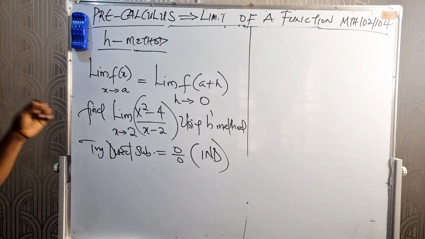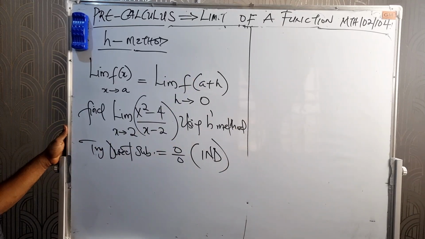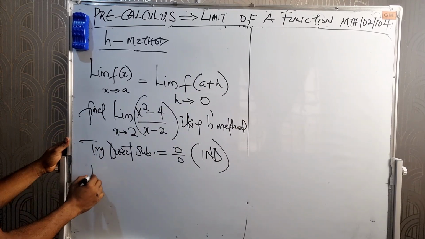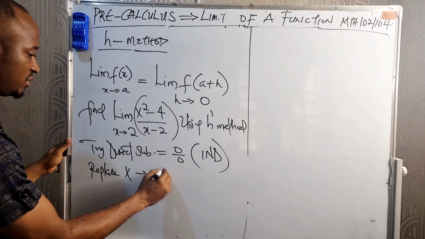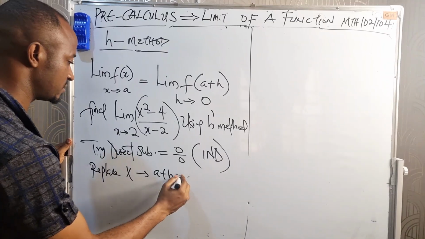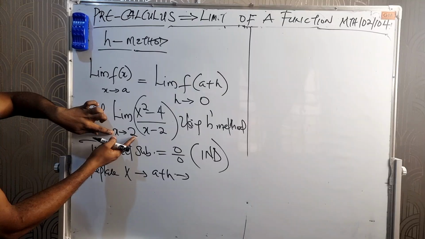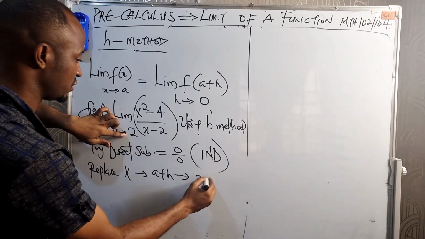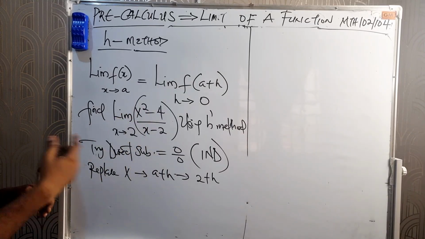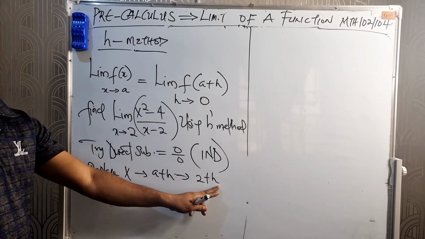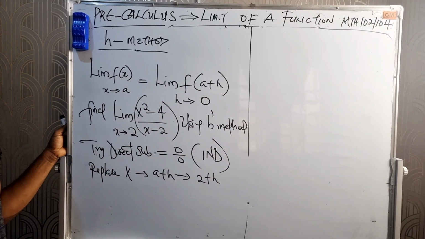So let's go. What we do now is that using the h method, we replace our x with a plus h. In this case, our a, as x approaches what? As x approaches 2. That means my a is 2. So here becomes 2 plus what? h. That means in this expression, anywhere we see x, I will replace with 2 plus h. That's what I mean here, that we're going to replace our x with a plus h. Can we do that together?